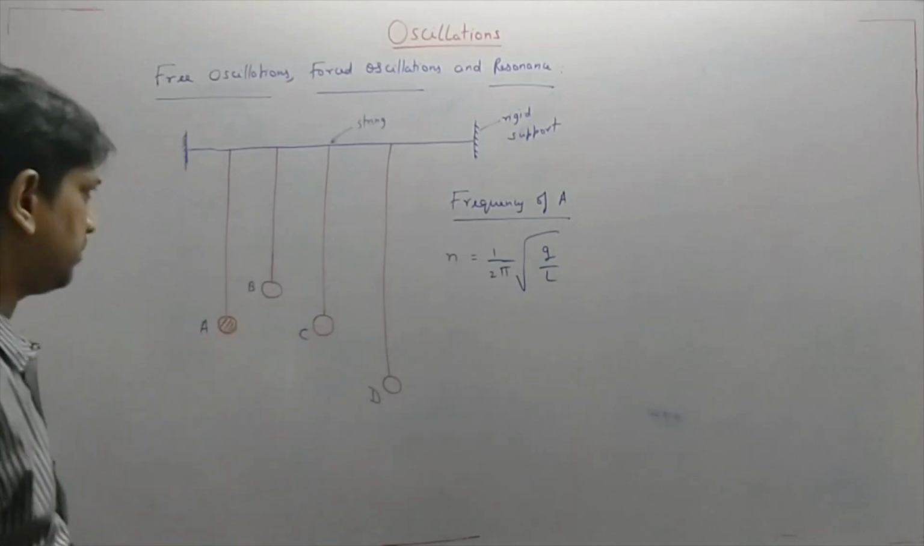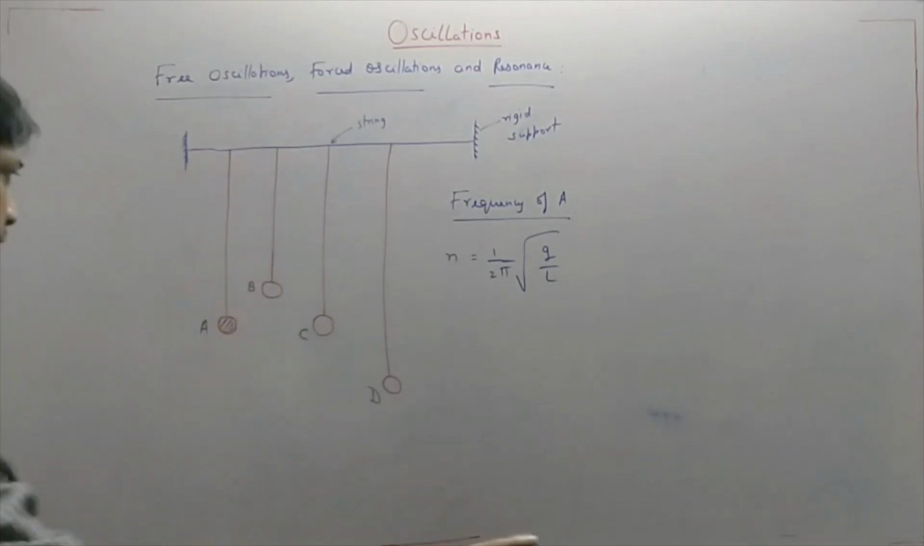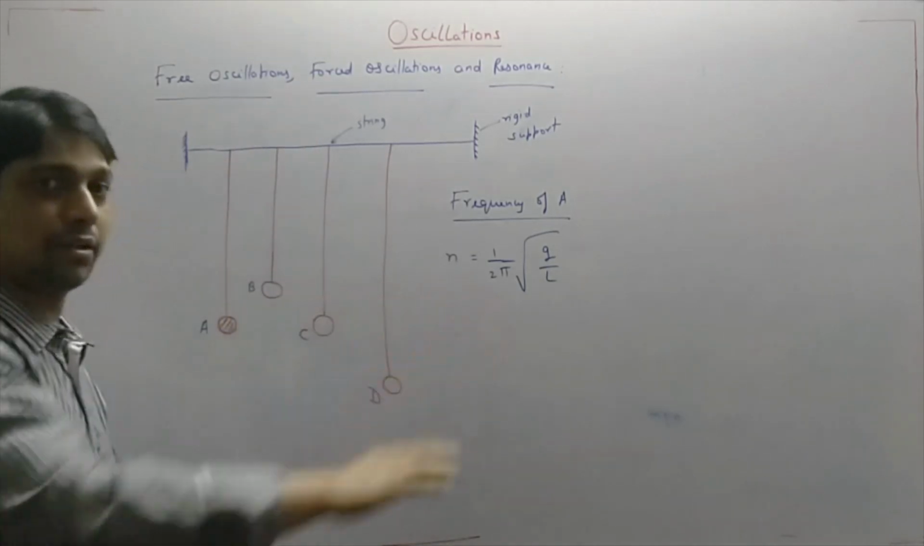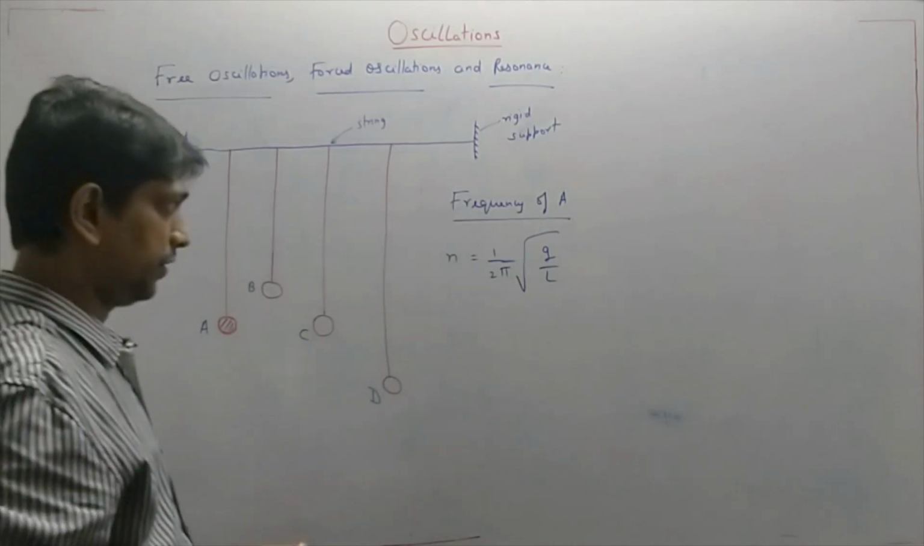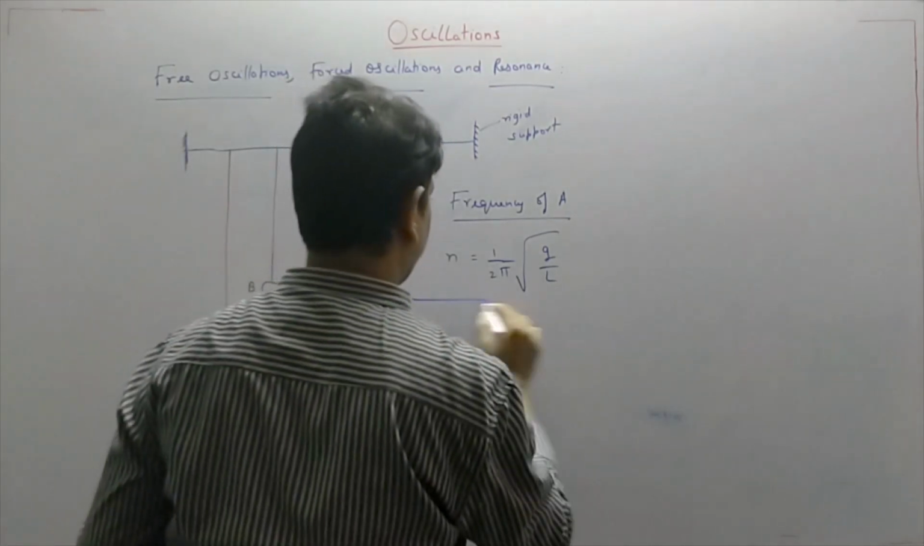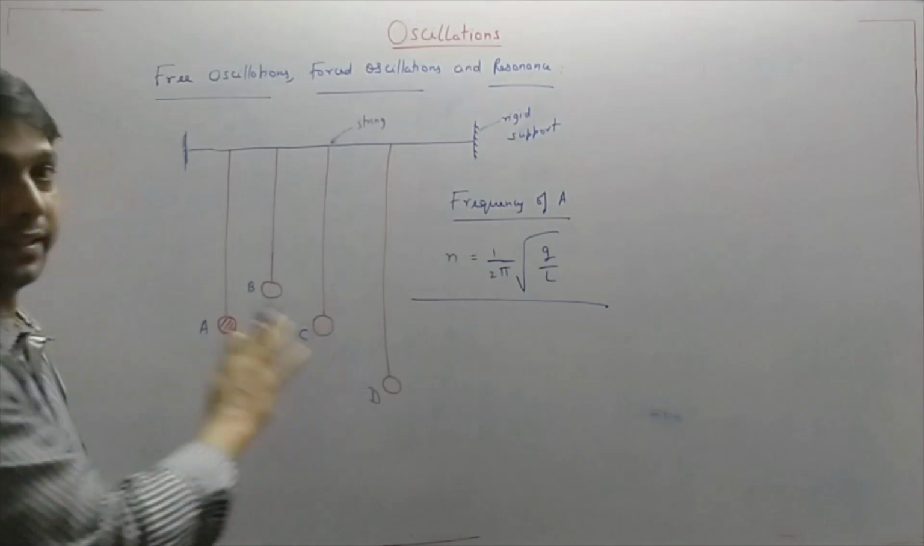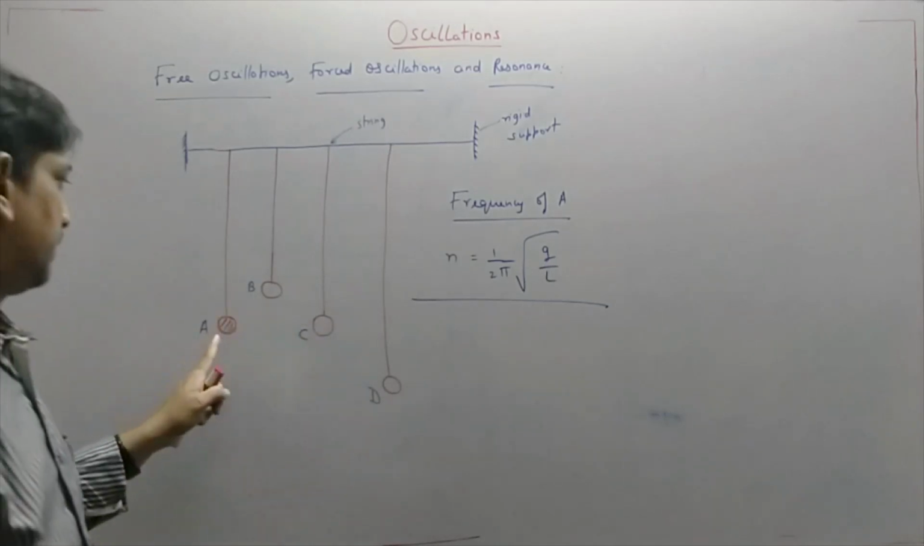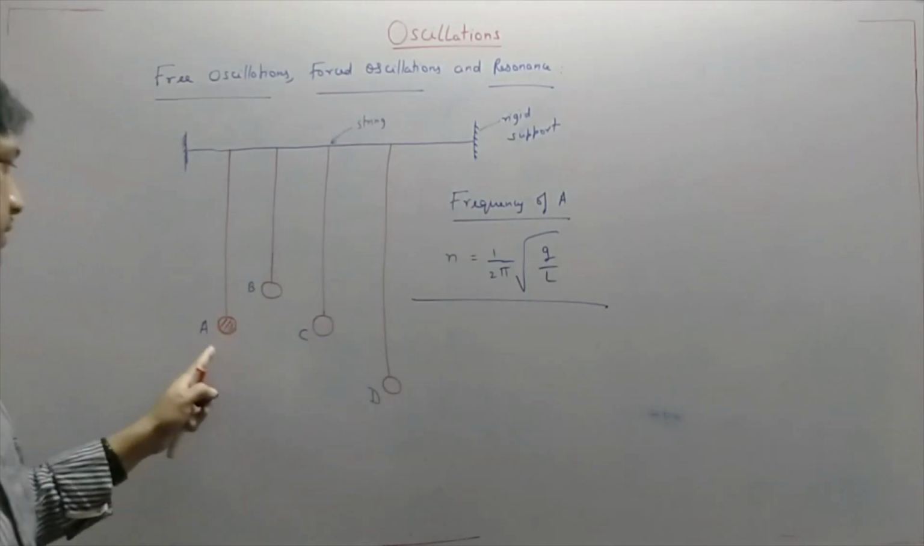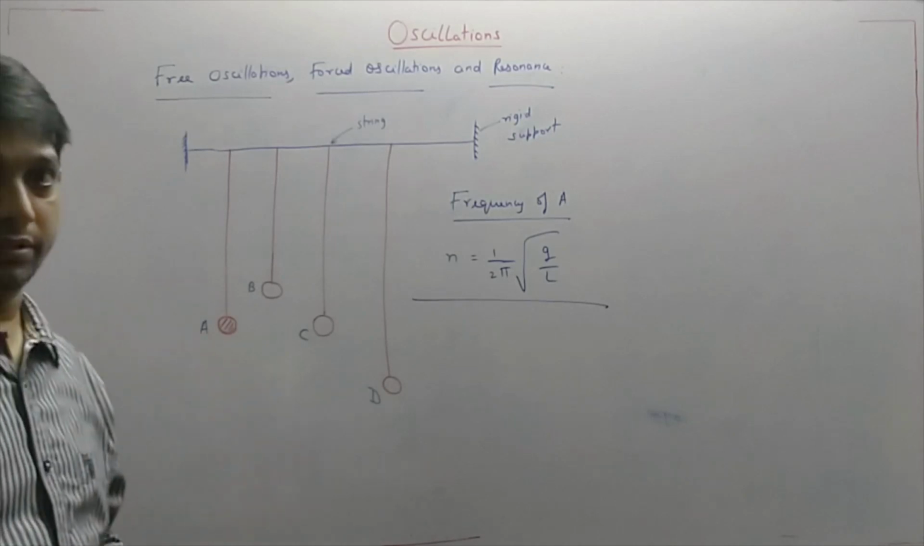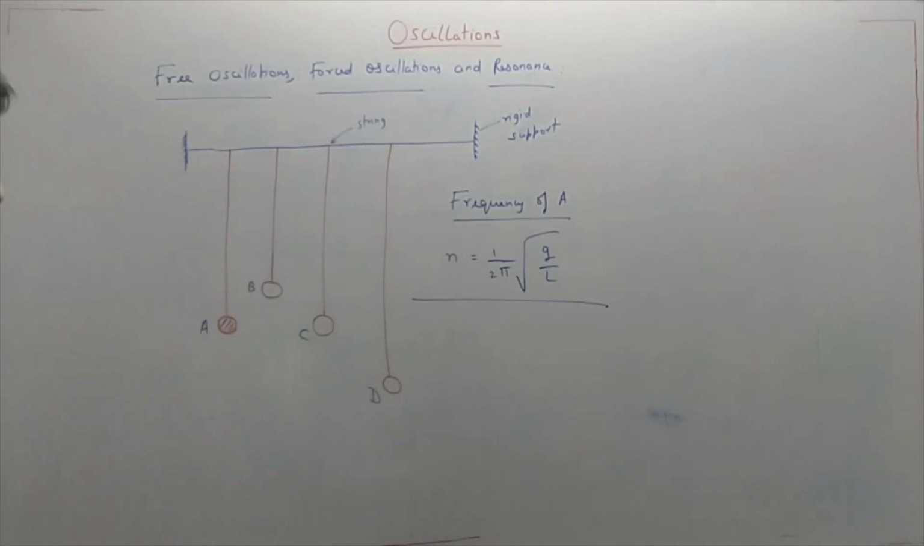We take 4 pendulums tied to the string. Initially B, C and D are all at rest. Let us oscillate pendulum A with some frequency.